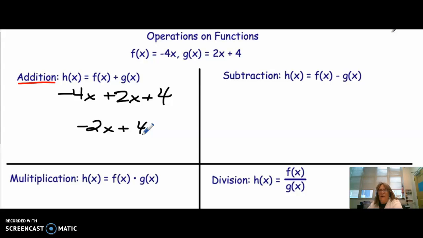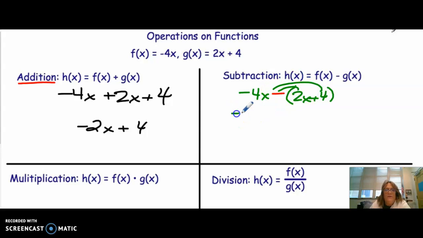When we do the subtraction problems, again, the first step is to substitute in. So we have a negative 4x. We have this subtraction sign here. And then we're going to subtract our g of x, which is 2x plus 4. And hopefully you remember, every time you have a negative in front of a parentheses, you have to use your distributive property. So we're going to distribute that negative sign. So I've got a negative 4x minus 2x minus 4. Combining our like terms, we get a negative 6x minus 4 for our answer for the subtraction part.